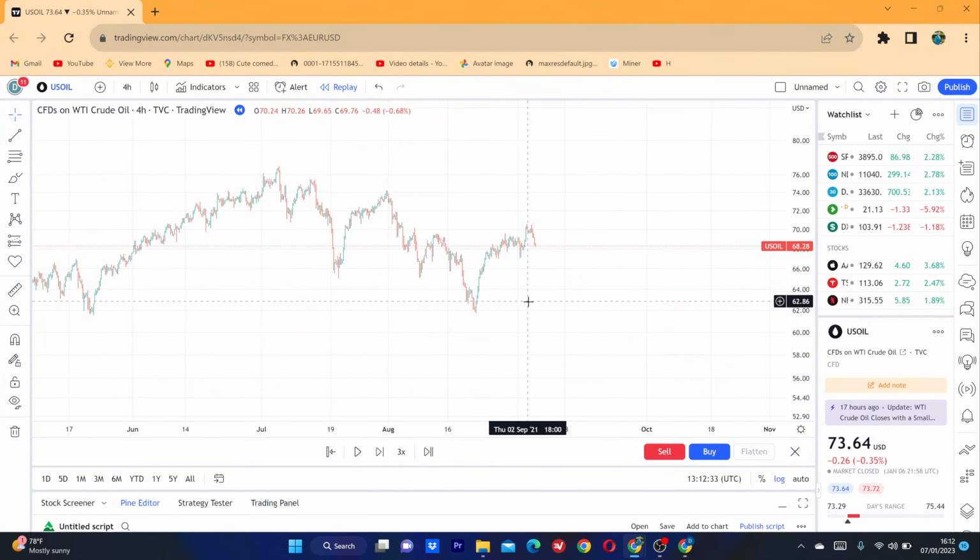For those who don't know about the trading view, if you cannot see the back testing feature on the trading view, just know that the problem is that you are not on the paid version.